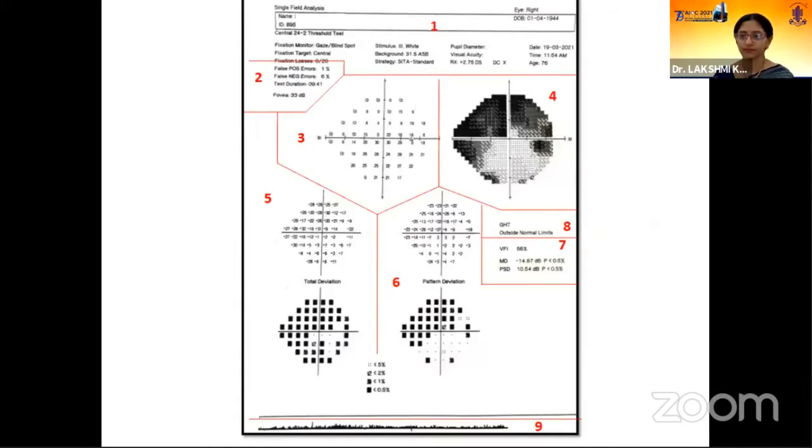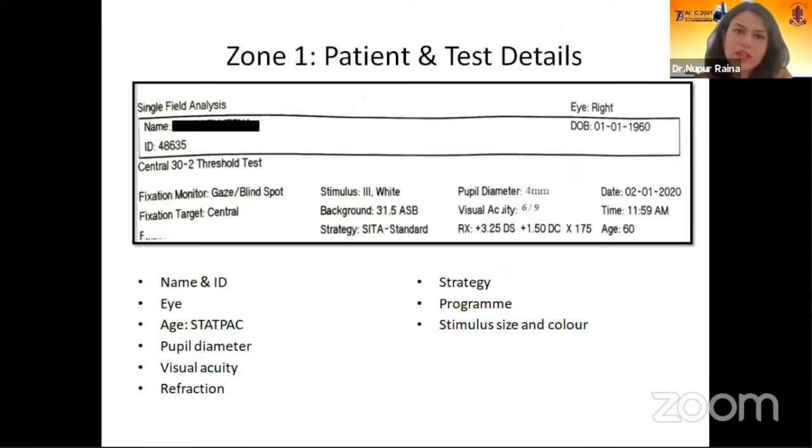Now, this is what the printout looks like. I've divided it into 9 different zones, and I'll be talking about every zone separately. Now, the first zone covers the patient details and the test details. So here, we start with the name and the ID of the patient for proper identification. Next, always make sure the correct eye has been tested.